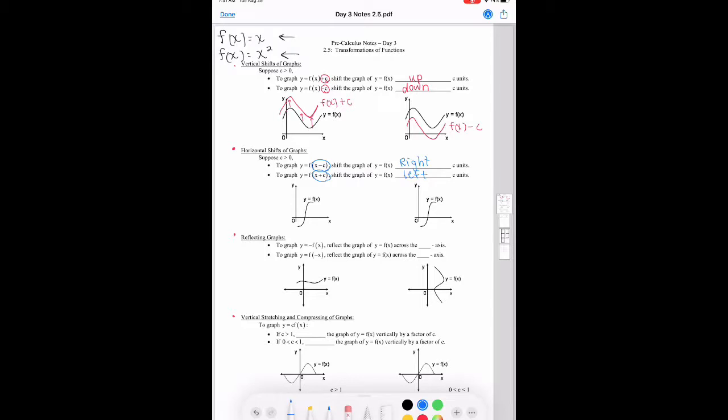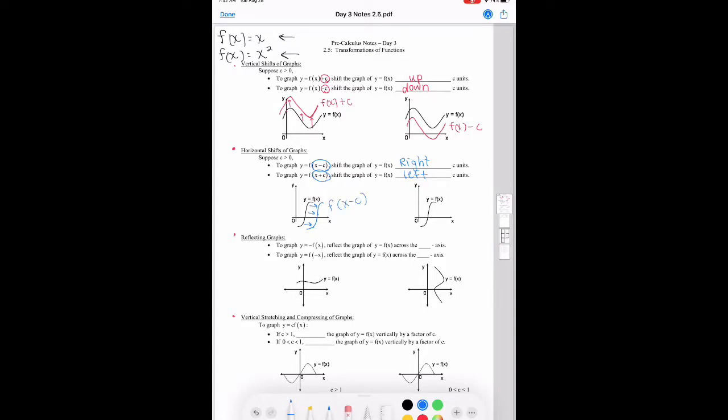If you have a graphing calculator at home, you could absolutely type in random numbers for c, add, subtract, and see how that shifts your parent functions around. If we're moving to the right, again, we're not changing the shape or anything. We're just taking all these points and moving them however many units to the right. Notice all these points just moved a little bit over.